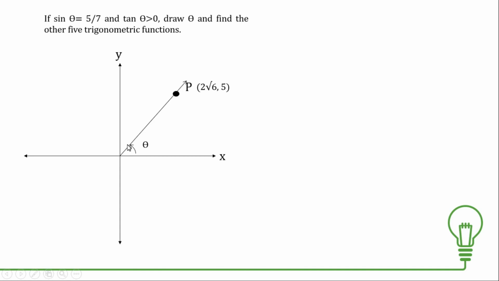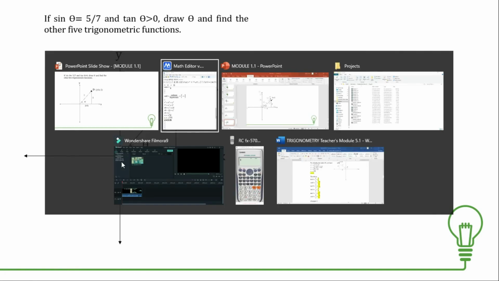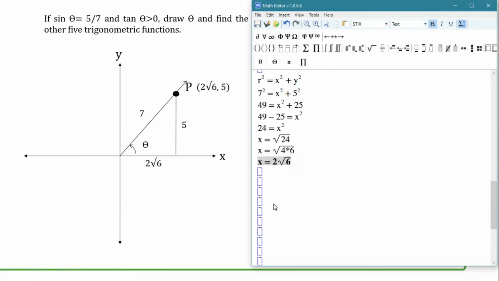So we have realized that this condition tells us that the angle falls on the first quadrant. So the value of x would be 2 square root of 6, the value of y would be 5, and the value of r is 7, of course.